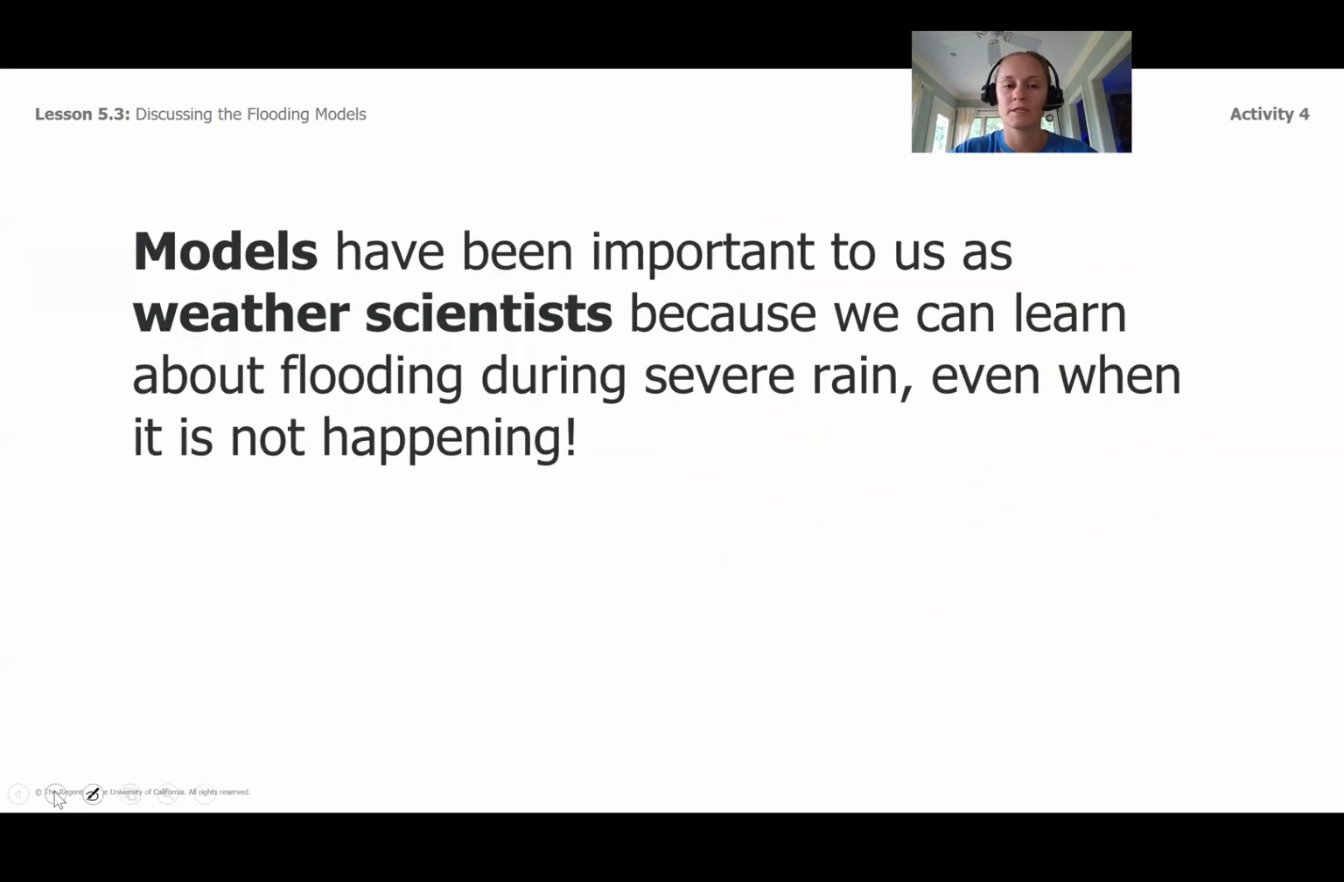So models have been important to us as weather scientists because we can learn about flooding during severe rain, even when it's not happening. Okay, I don't want to go outside during severe rain, and I don't know where Carver and Woodland even is, so I couldn't go and see the flooding there. Okay, so weather scientists use a lot of models because they don't want to go out in that severe weather because sometimes it can get dangerous.